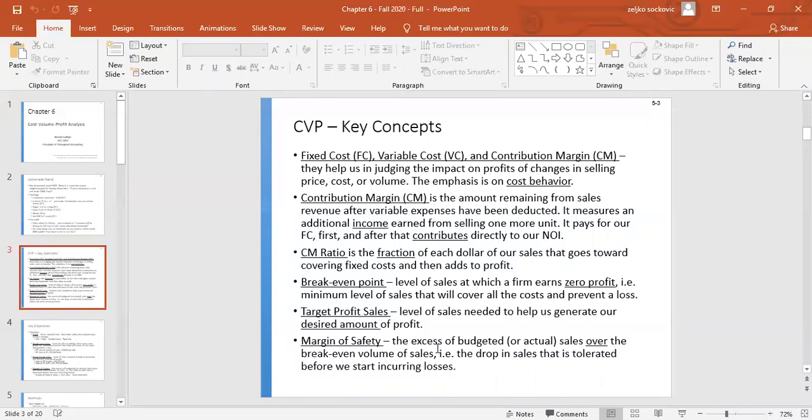Margin of safety. What is margin of safety? It's the difference between what our actual sales are and break-even sales, which actually might be below break-even sales. So we are not making break-even. We don't have any margin of safety. We are negative, right?